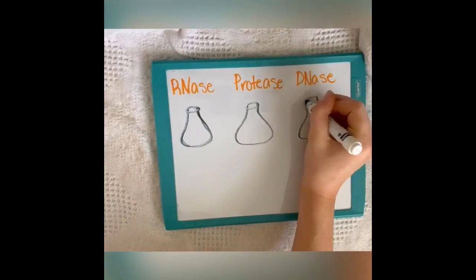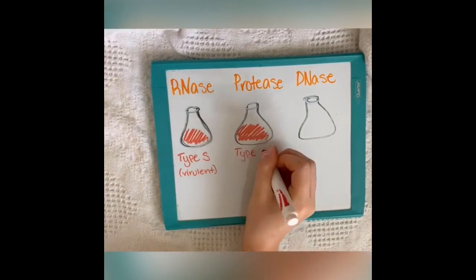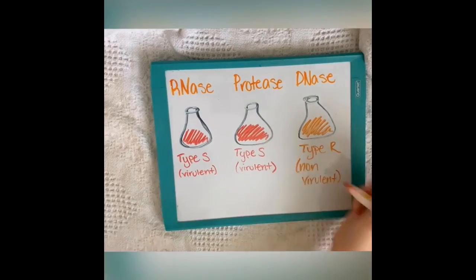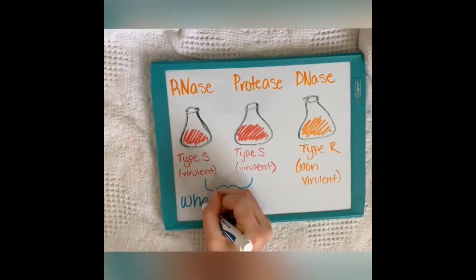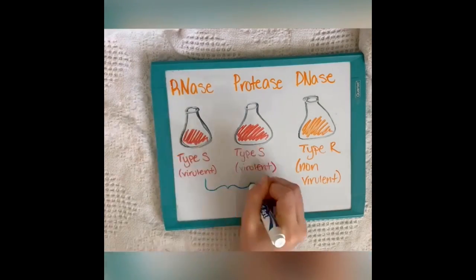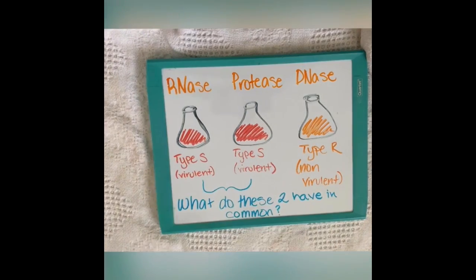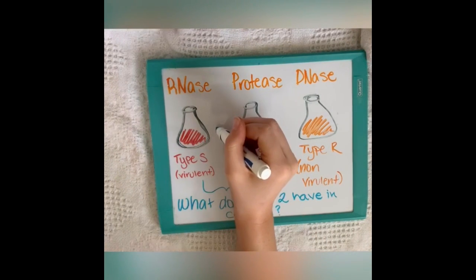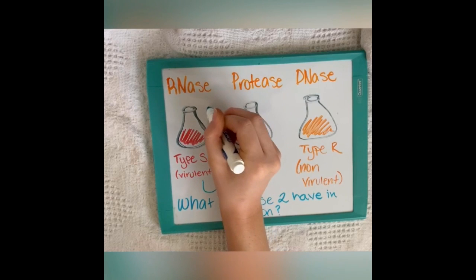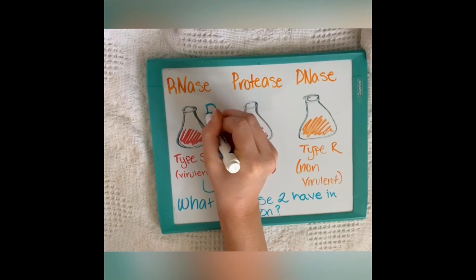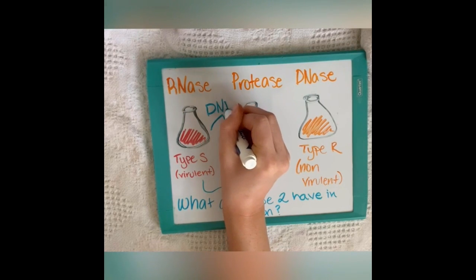We see that these 2 samples containing RNase and protease produce type S virulent bacteria. However, the sample that contains DNase did not. So what do these 2 have in common? Both RNase and protease samples still contain DNA, whereas DNase does not contain DNA.